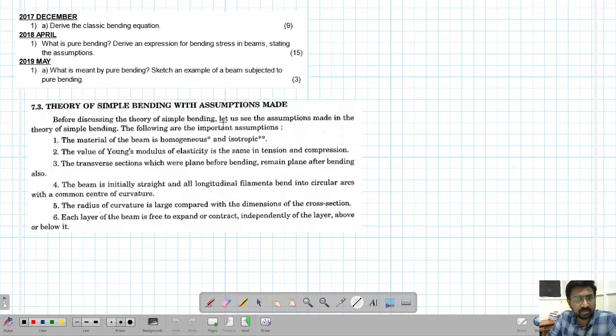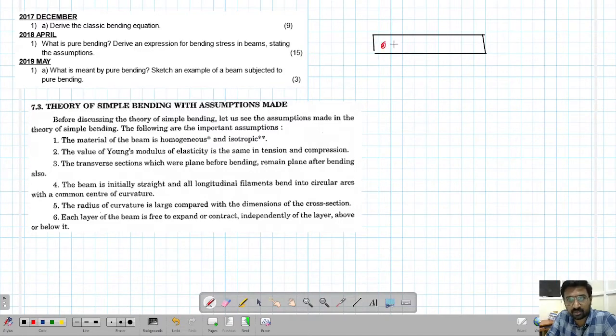Before discussing the theory of simple bending, the important assumptions are: the material of the beam is homogeneous and isotropic. Now, what do you mean by homogeneous? What do you mean by isotropic? Homogeneous means any part of the material you take, you get the same properties. If you have a beam, you take one small portion here and a small portion here. These two portions will have the same properties.